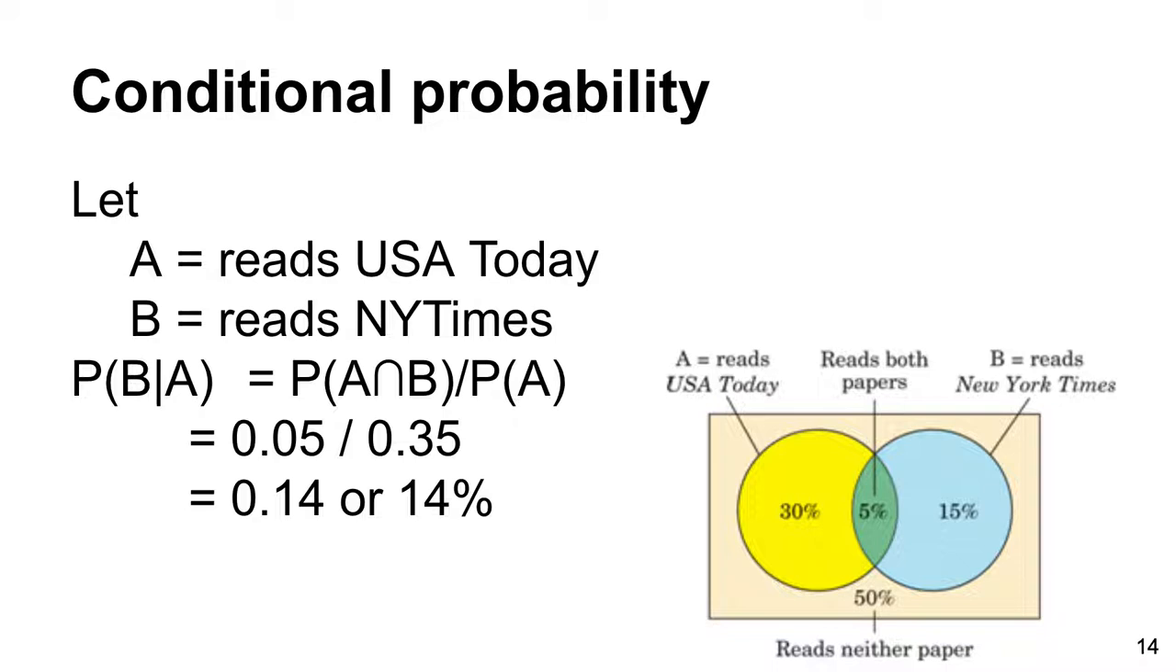Here's my formula. Probability of B given A is the probability of A intersect B. That's that 5% in the middle, divided by the probability of A. That's the 35% represented by the circle on the left. So I take 0.05 divided by 0.35, and I get 0.14. That's a straightforward application of the formula for conditional probability.